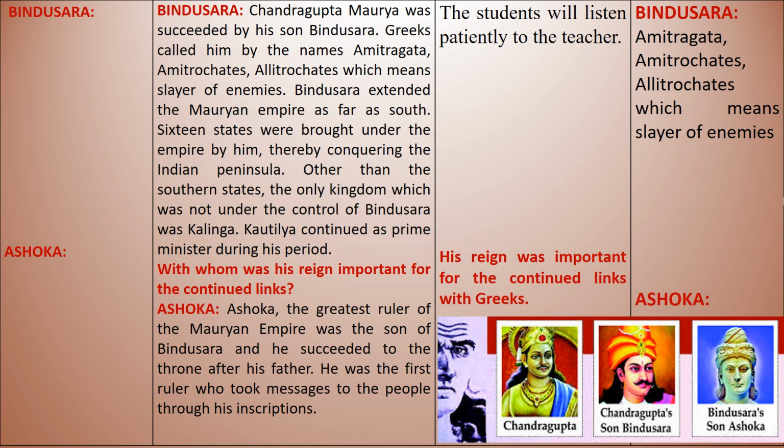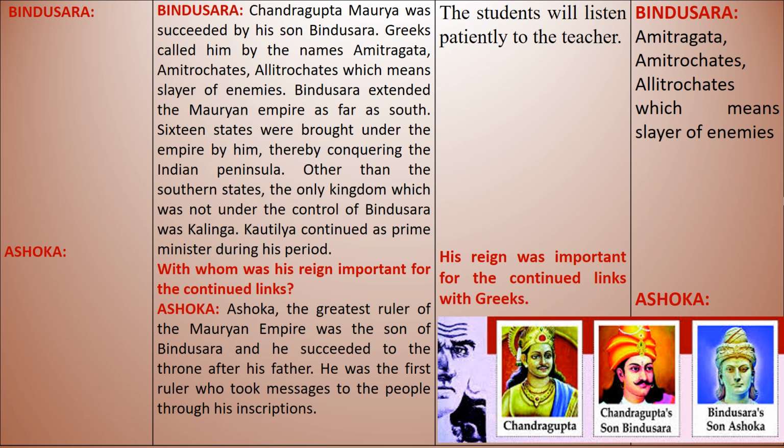Bindusara. Chandragupta was succeeded by his son Bindusara. Greeks called him by names such as Amitragat, Amitrochatus and Elytrochatus, which means slayer of enemies. Bindusar extended his empire as far as south. 16 states were brought under the empire by him, thereby conquering the Indian peninsula. Other than the southern states, the only kingdom which was not under the control of Bindusara was Kalinga.